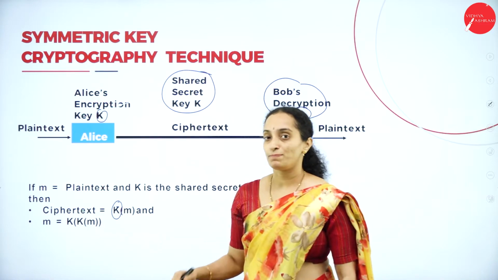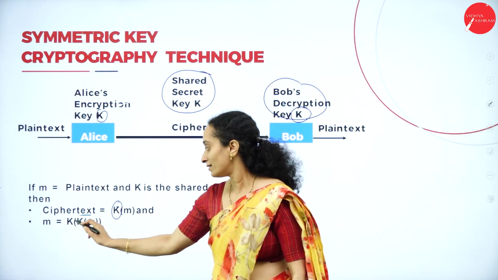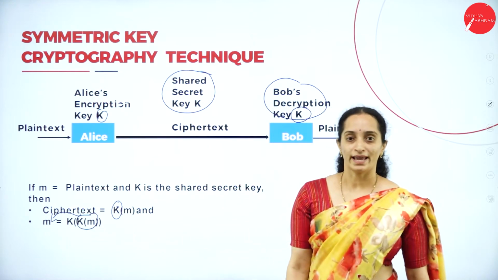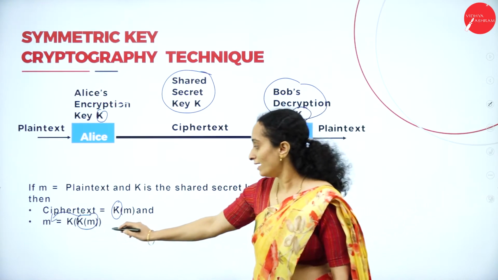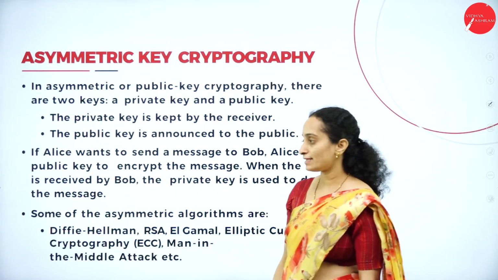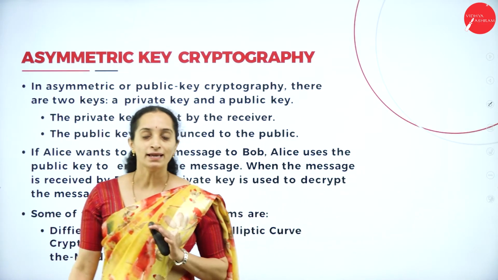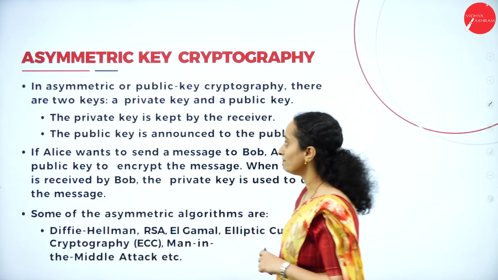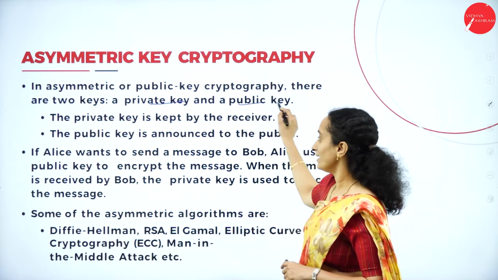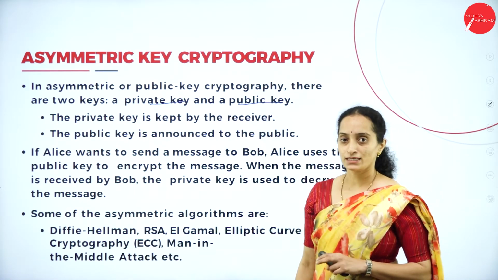The same key will be applied again to the ciphertext to convert it back to plain text. In asymmetric key cryptography, there is a change in the key. There will be two keys: one is a private key and the other is a public key.